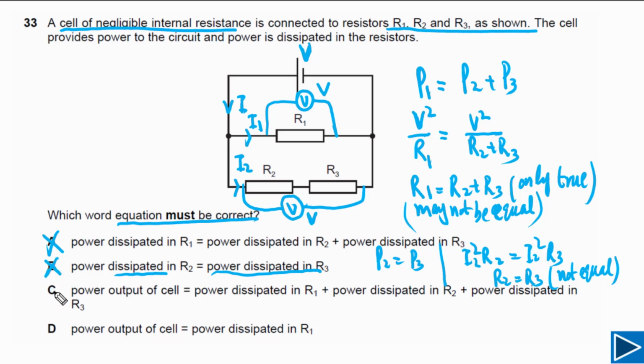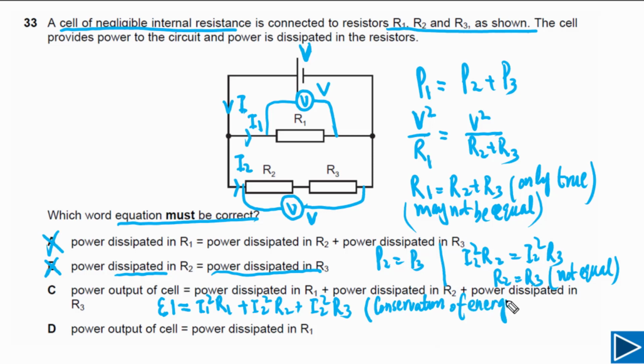If we go to option C now, it is given to us the power output of the cell, which is the EMF of the cell times the total current passing through the battery, is equal to the power dissipated in R1, I1 squared times R1, plus I2 squared times R2 plus I2 squared times R3. And this is always true because this is simply based on conservation of energy. All the electrical energy has to be converted into other forms of energy.